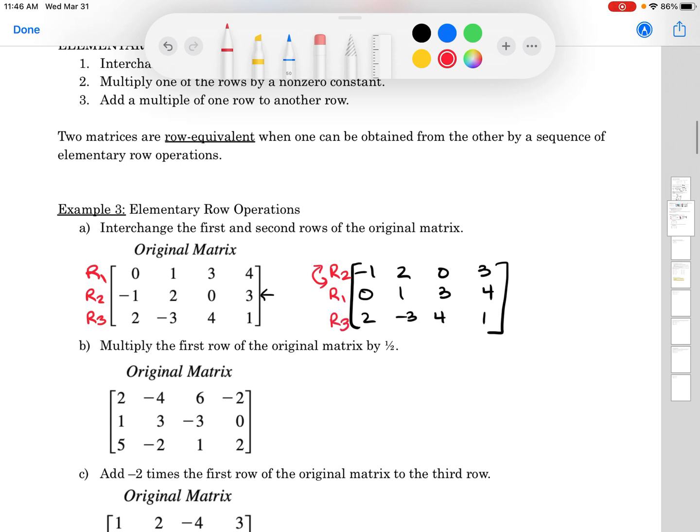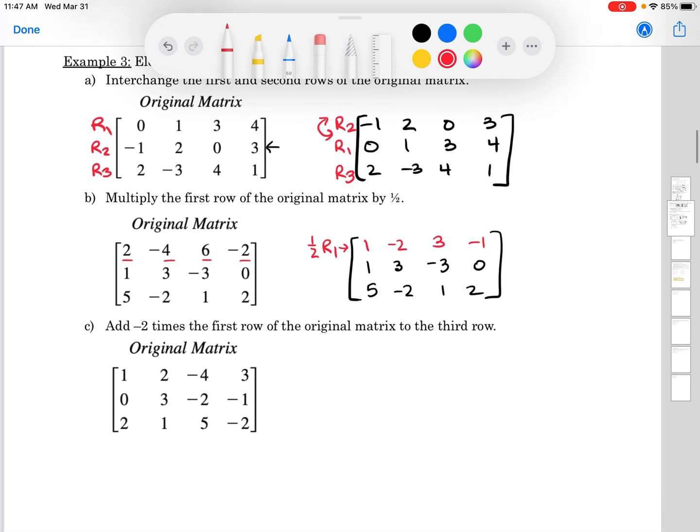Okay. All right, so let's take a look at the next one. Again, we have a matrix. We want to multiply the first row by 1/2. So we're going to keep the other rows exactly the same. We're only changing that first row, and we're going to multiply every number inside that row by 1/2. So we're going to do 1/2 times row 1. Okay, so half of row 1, half of 2 is 1, half of -4 is -2, half of 6 is 3, and half of -2 is -1.